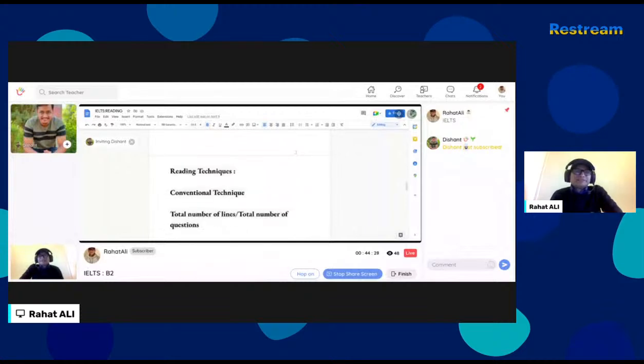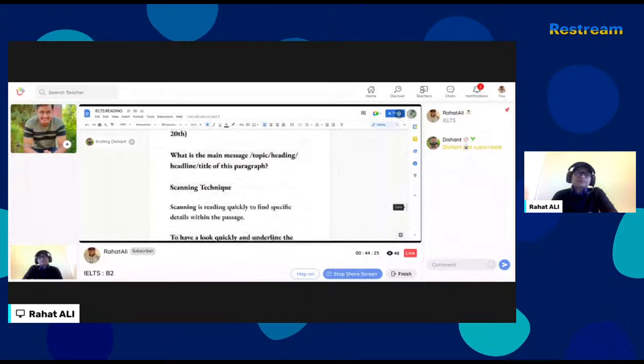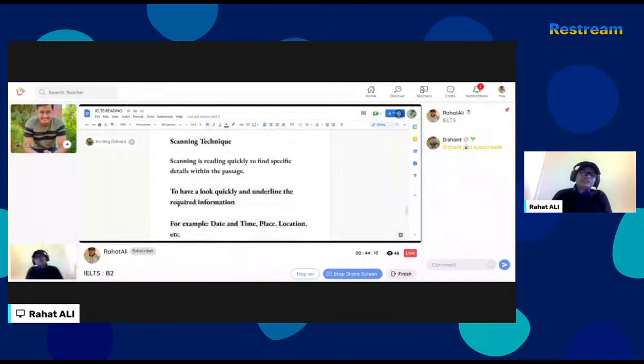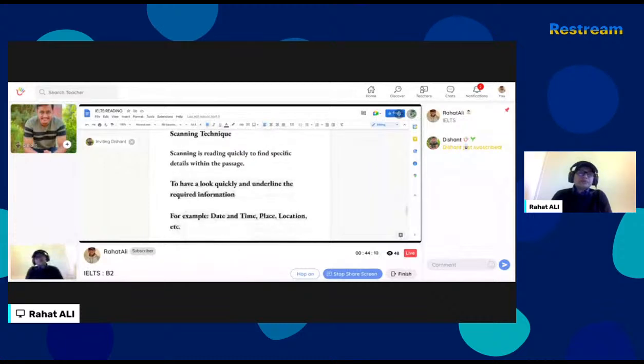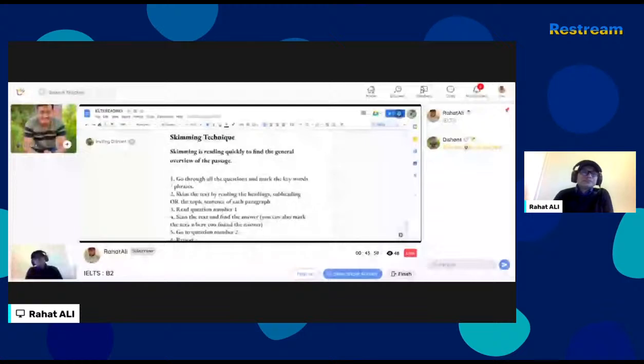Okay, reading techniques, conventional, I have explained. What's the main message, topic, heading, headline, title of this paragraph? Go through the scanning technique quickly to find specific details within the passage. To have a look quickly and underline the required information. For example, date and time, place and location. Skimming technique is to find a general overview of the passage. Go through all the questions and the keywords, phrases.